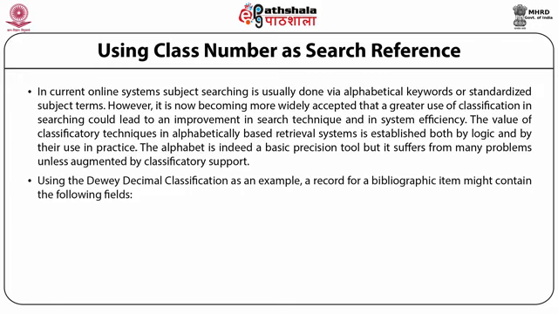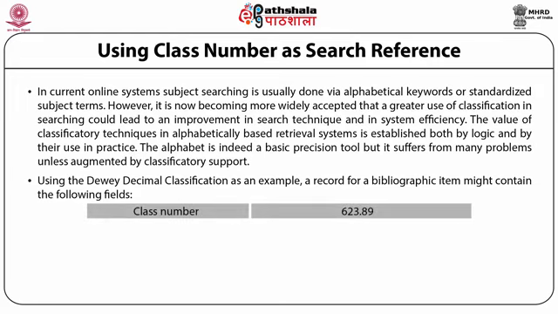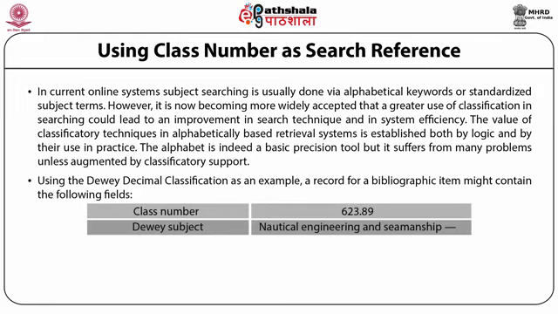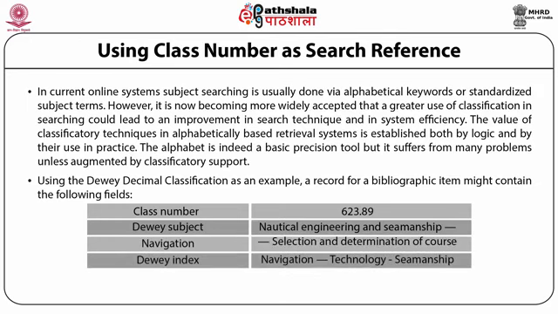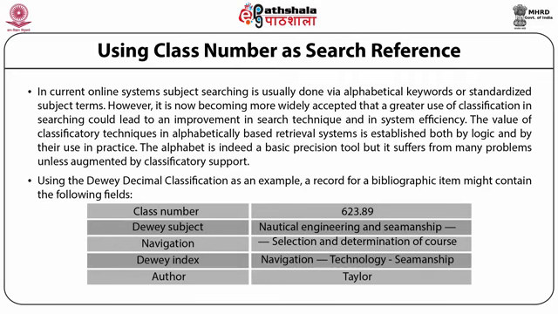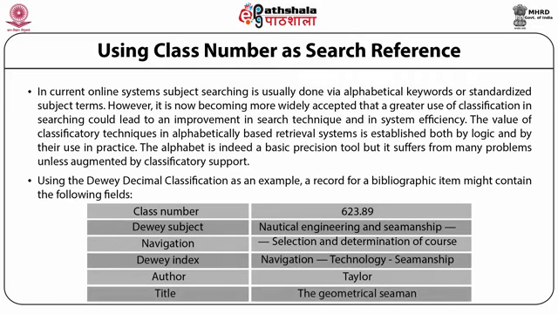Using the Dewey Decimal Classification as an example, a record for a bibliographic item might contain the following fields. So here is the entry. First it gives the class number, then the subject as in the Dewey schedules, then how it can be navigated, the Dewey index, the relative index, is given, then the author and the title. So the entry can be searched from various fields, but the class number will bring them all together.